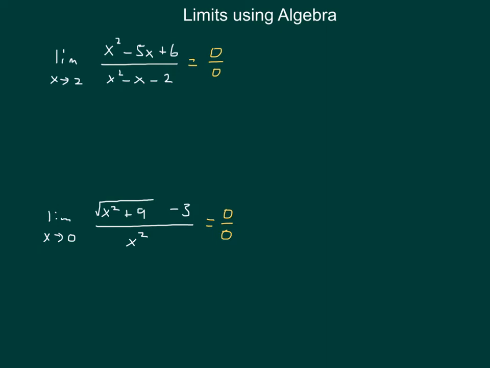So in this case, when you get 0 over 0, what that really indicates is that there is a common factor. And so our job is going to be to eliminate that common factor.